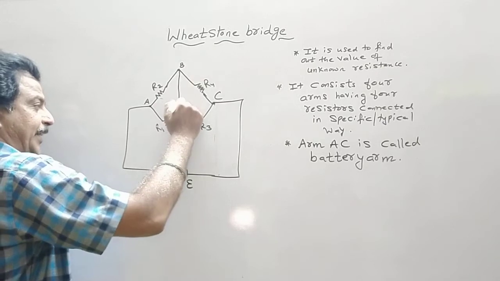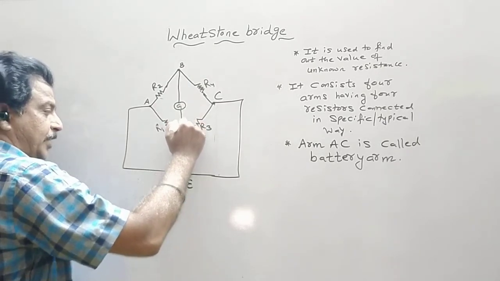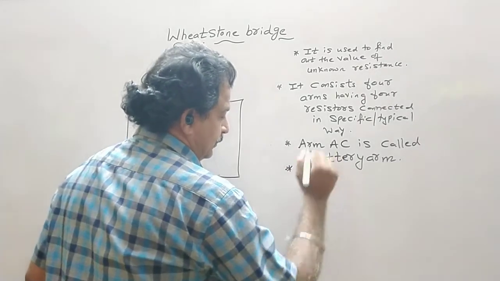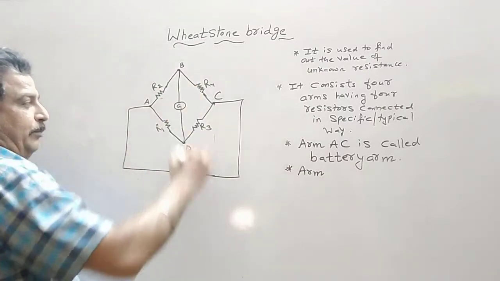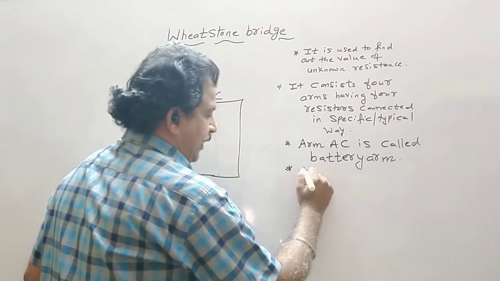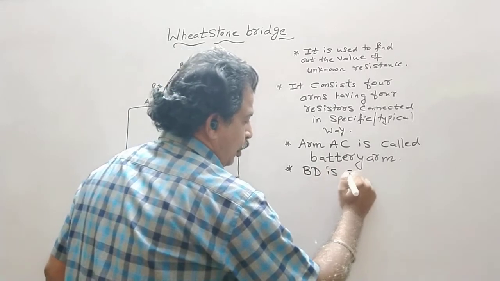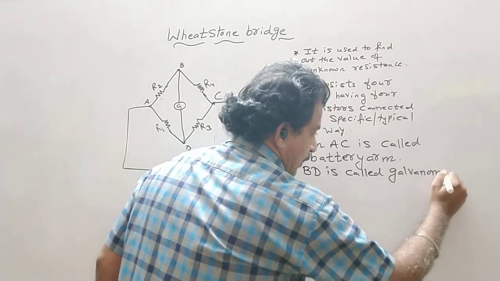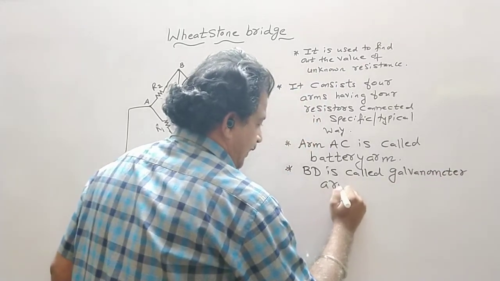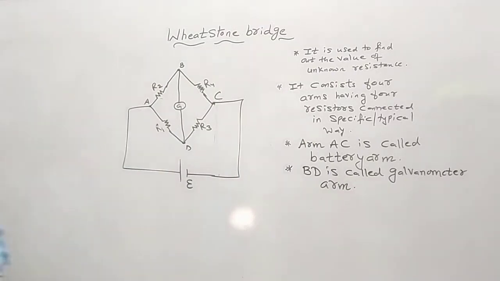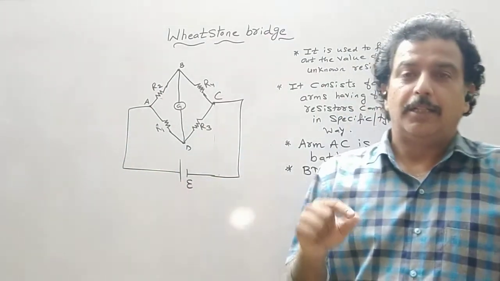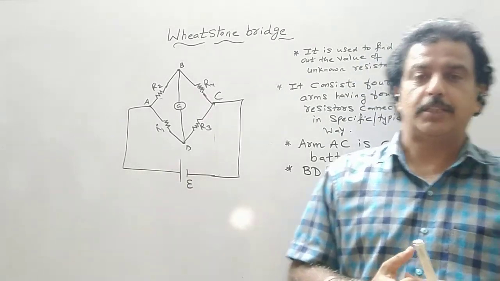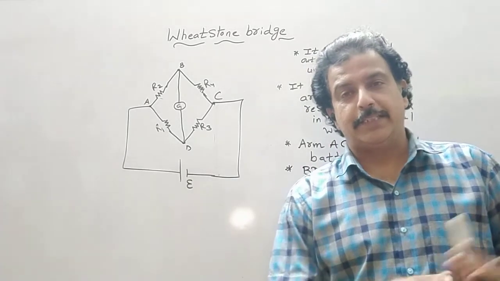Between point B and D we connect a galvanometer. This is the fifth arm, you can say, or simply I write BD is called the galvanometer arm. Now what is a galvanometer? Galvanometer is a device which is used to detect the presence of the current. It is not a device which will be used to measure the current. It detects only the presence of the current.